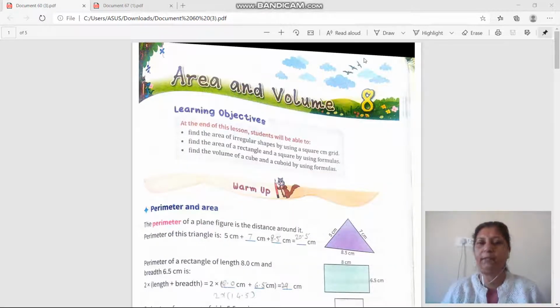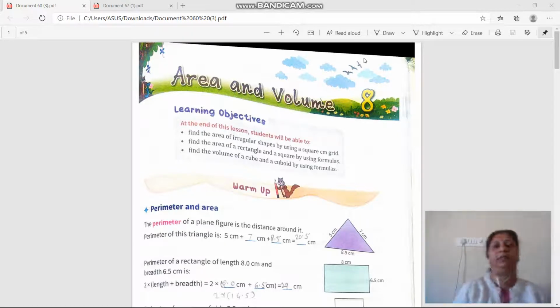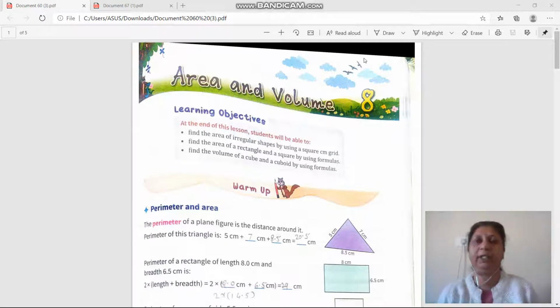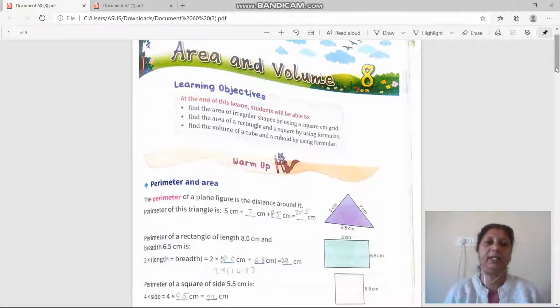It's our last chapter of PT3, right? Area and volume. So if we complete this, we have completed our revision. Okay, so do revision properly. Now it is only for MCQs, so you can score maximum. Okay, so let's start area and volume.